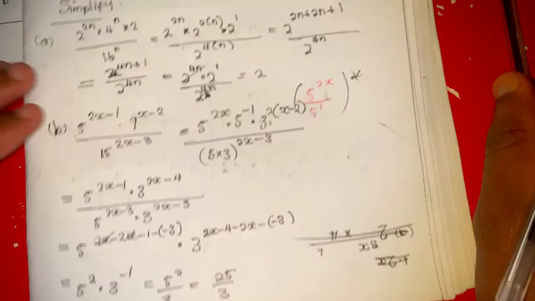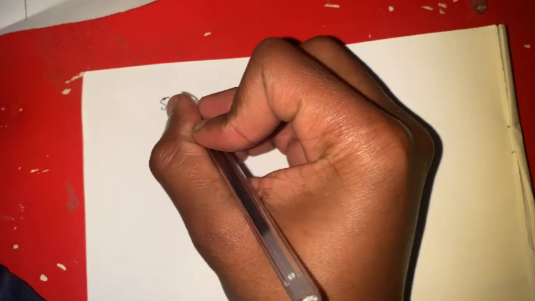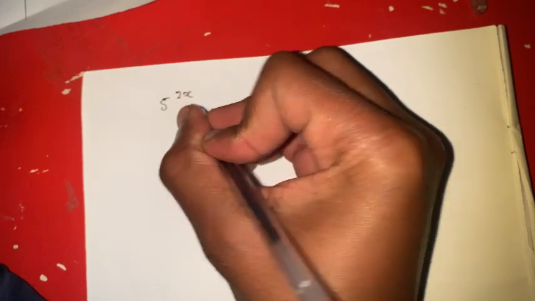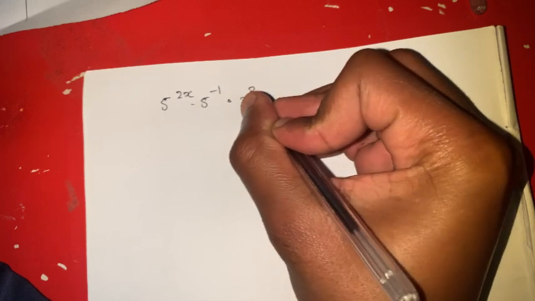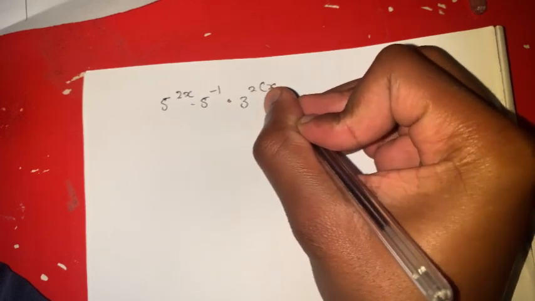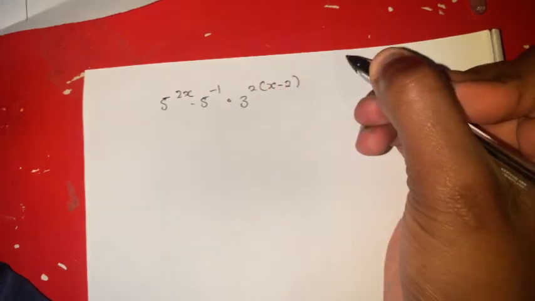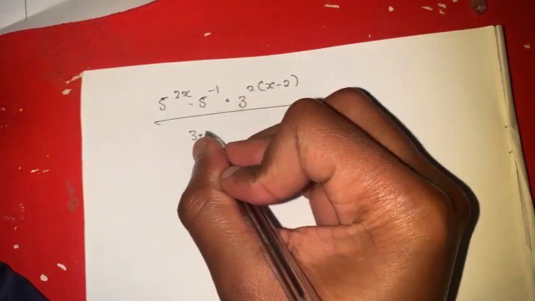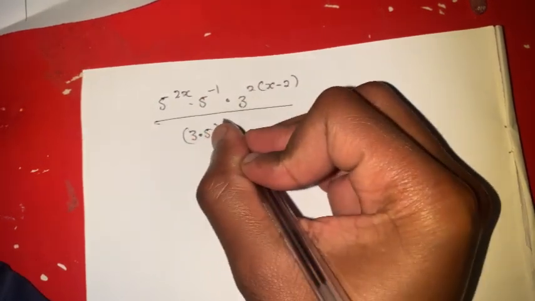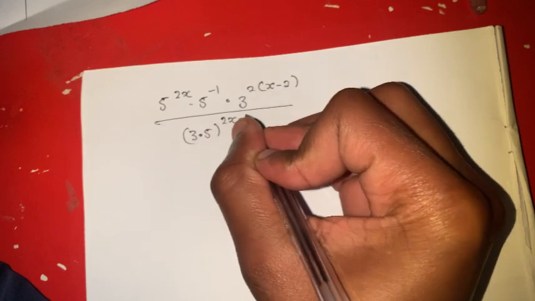This is one way to do it. Another method would be that since you have this multiplied by 3 to the x minus 2 over 3 times 5 to the 2x minus 3.